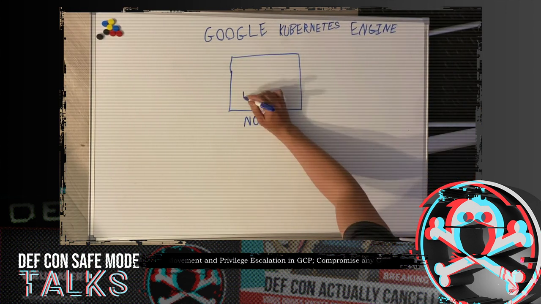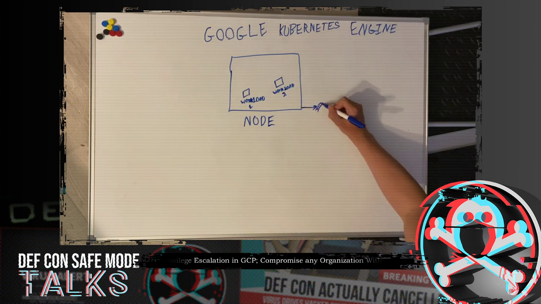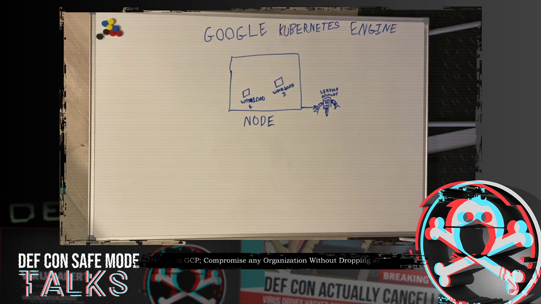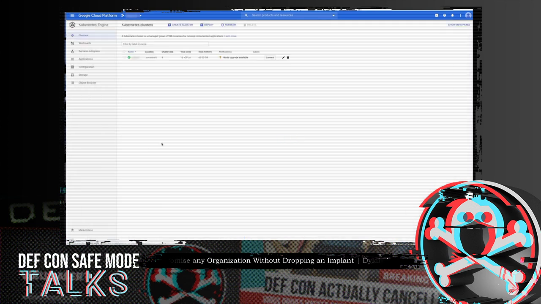If you're familiar with Kubernetes, you have a bunch of nodes, and within those nodes, you have workloads. In GKE, those nodes are powered by VMs, and those VMs have service accounts attached to them. If we take a look at console, we can see a Kubernetes cluster here that's powered by four underlying nodes.